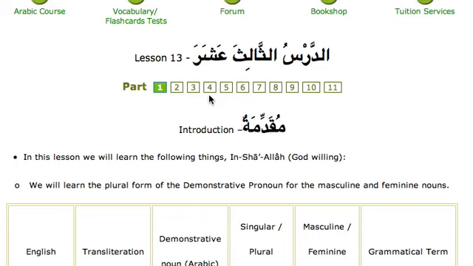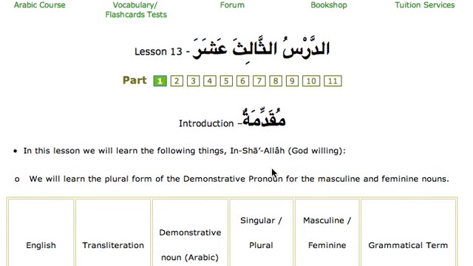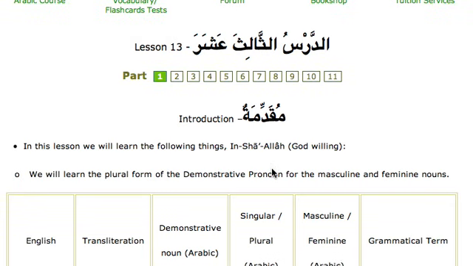Hadi ashara, 11th. I think it means 11th. Okay, mashallah, we're making progress. I think, inshallah, we're doing good. The third lesson, thirteen.